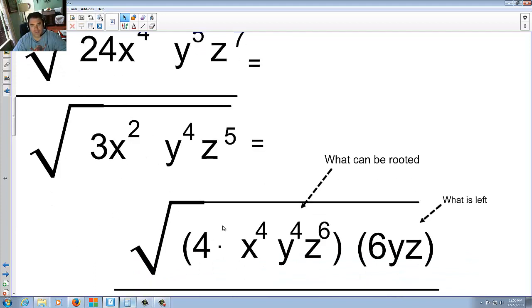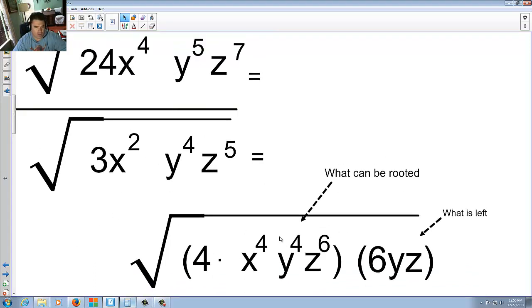Again, 24 is 4 and 6. X to the 4th, all of x to the 4th is here. Y to the 5th, I have 4 y's because I can root a 4 and make an even number. 1 single y is left behind. Z to the 7th, I'm saying z to the 6th can escape. 1 z has to be left behind.